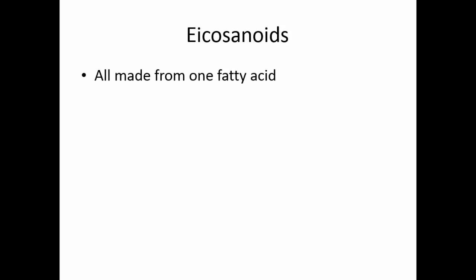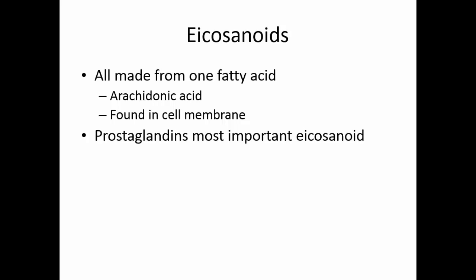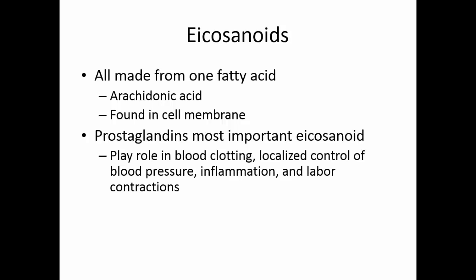Eicosanoids are local hormones that are all made from one fatty acid, arachidonic acid. This acid is found in the cell membrane. Eicosanoids are involved in making prostaglandins. This is the most important eicosanoid compound. Prostaglandins play a role in blood clotting, the localized control of blood pressure, inflammation, and labor contractions.